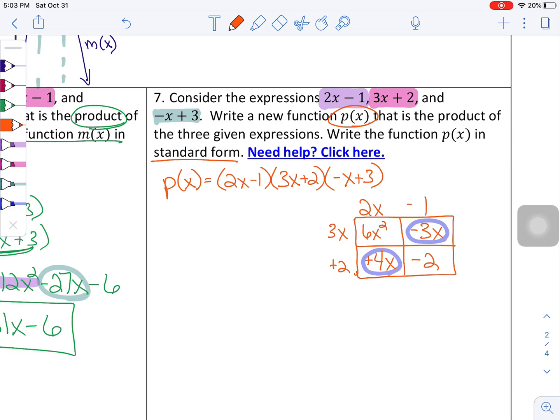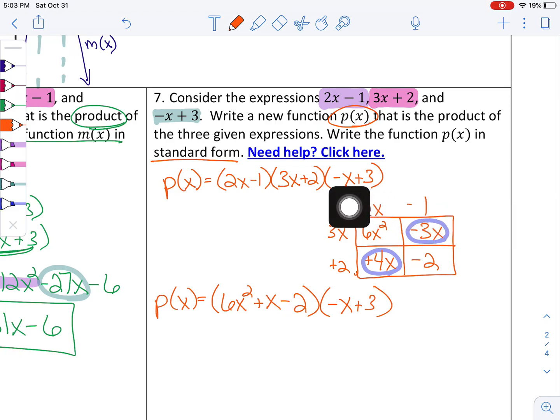So when I go to write this out, I'll give myself a little space here. So p of x is equal to 6x squared plus 1x, or I'm just lazy and write x, and then minus 2. And then I need to take that times negative x plus 3. And remember, that negative x plus 3 came from the original problem up here. It's just we haven't used that part yet to multiply.